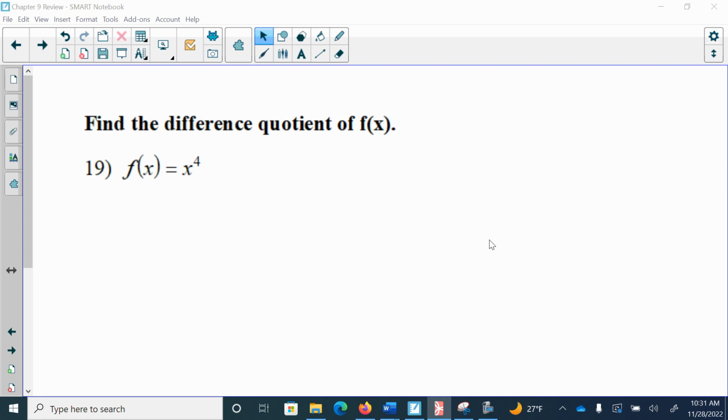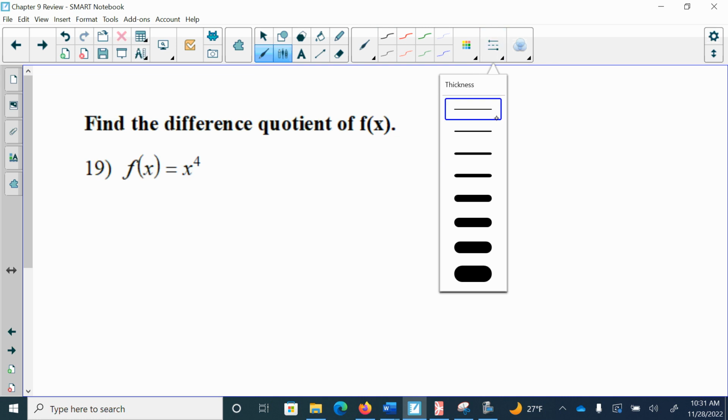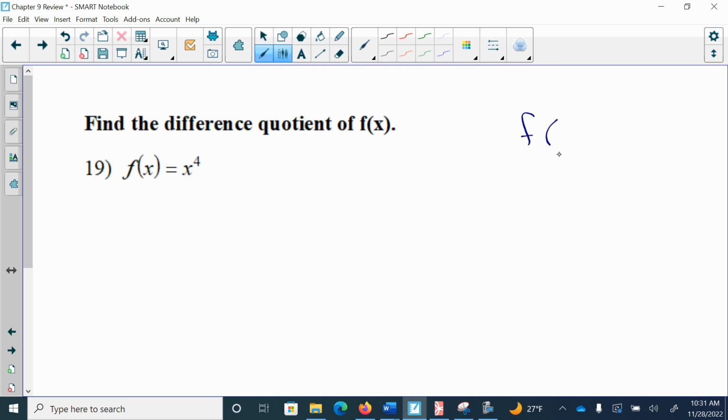So the directions on the quiz will say find the difference quotient of f of x, and I will actually give you the formula for the difference quotient on the quiz. I was not able to print it on here, so it'll say f of x plus h minus f of x all over h. So that's the formula that we're using.